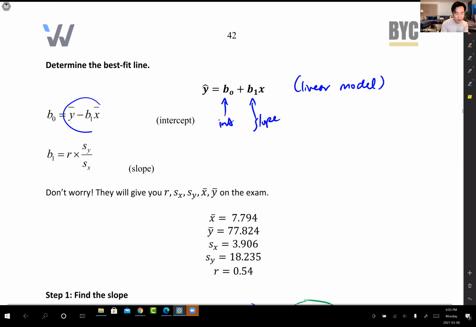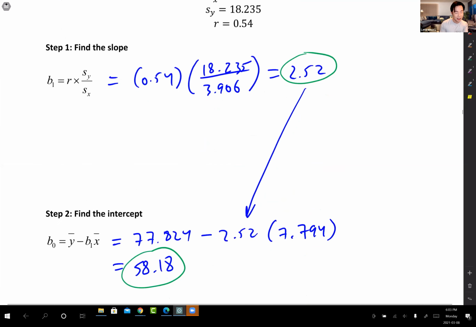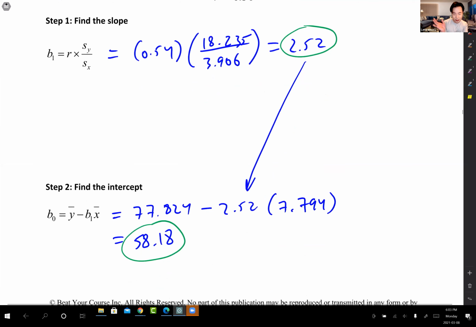I do not recommend doing these on a calculator. Why? Because once they give you all this, we're going to ignore this, because on the midterm I'll be shaking, but I'm more confident doing this on Excel.